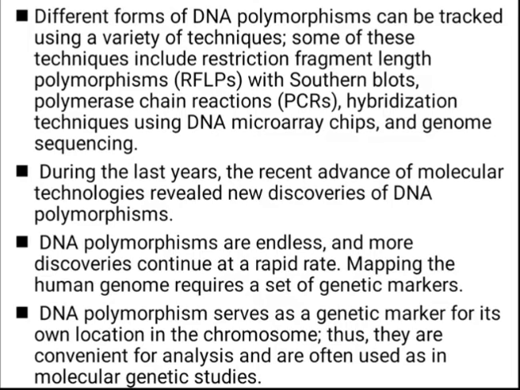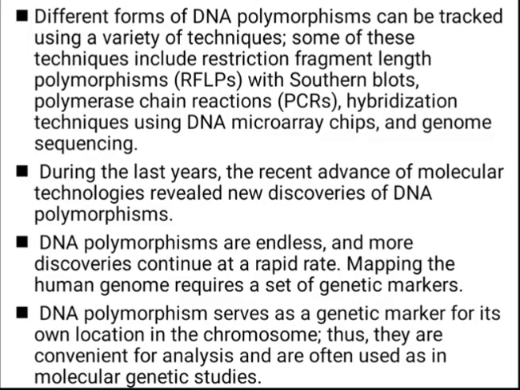So to find out DNA polymorphisms or the variations in the sequences, there are some techniques like RFLP, that are restriction fragment length polymorphisms. Then PCR, that means polymerase chain reactions. Third one is a hybridization technique using microarray chips of DNA and the genome sequencing.